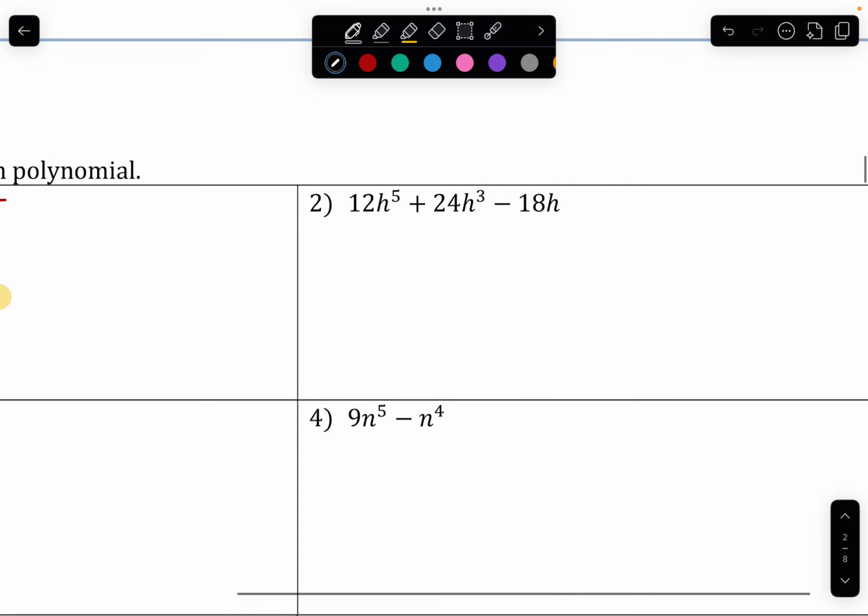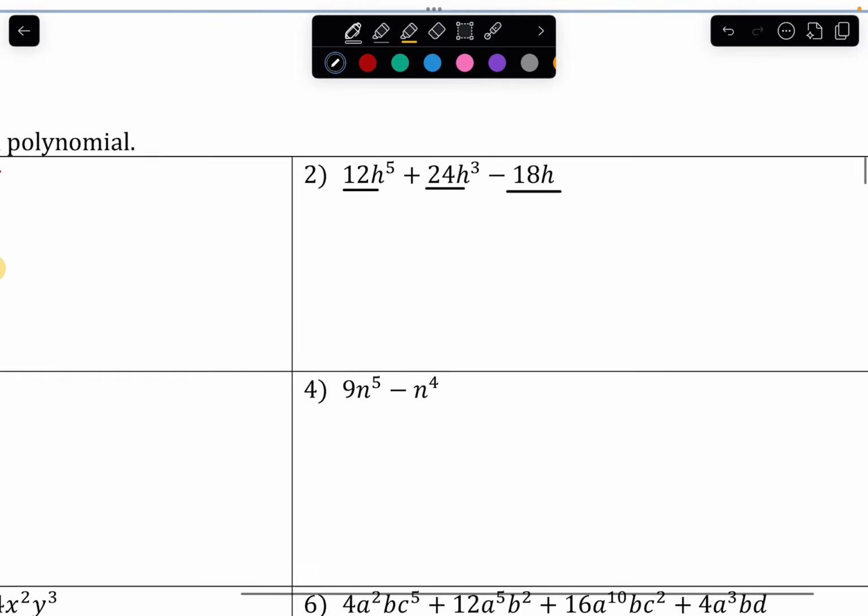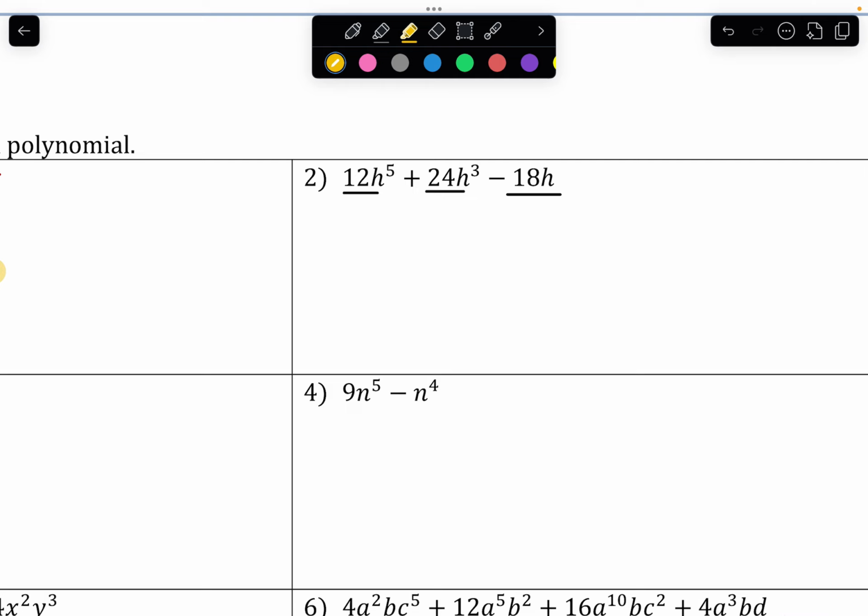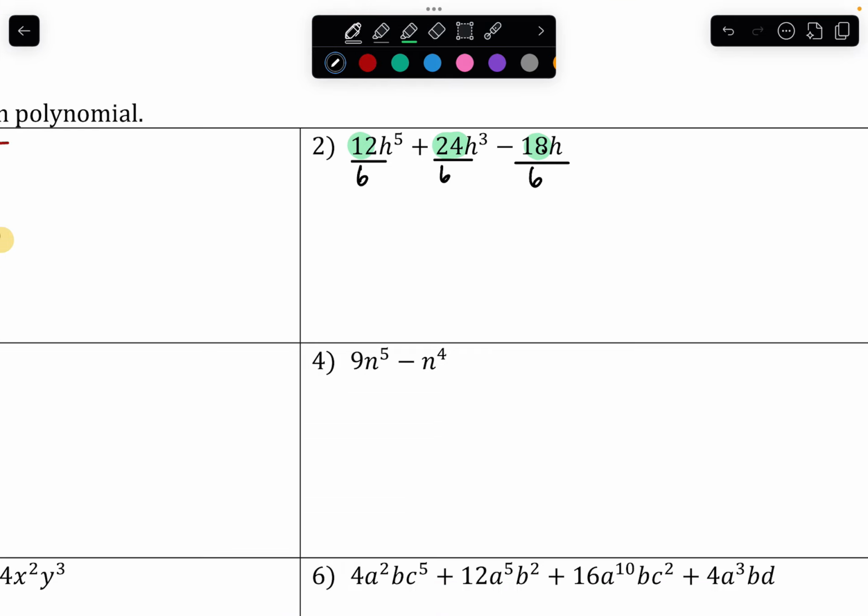Okay, looking at this next one, I like to put little division bars under each term, just kind of help me focus. And then starting with the smallest coefficient, we have 12, 24, and 18. 12 is the smallest, so I'm trying to see if 12 would divide all of these evenly. 12 does divide 24 evenly, but 18 does not. And so when I discover that 12 doesn't work, cut it in half. And so we're going to try 6 next. Okay, and so 6 divides 12, 6 divides 24, and 6 divides 18. And so that's going to be part of our GCF.